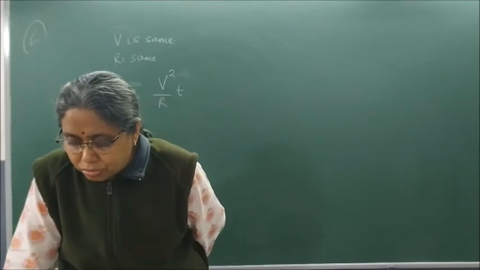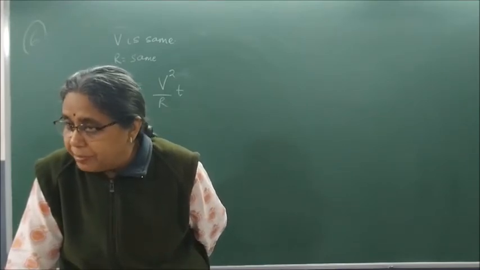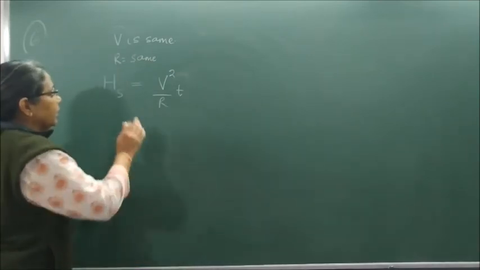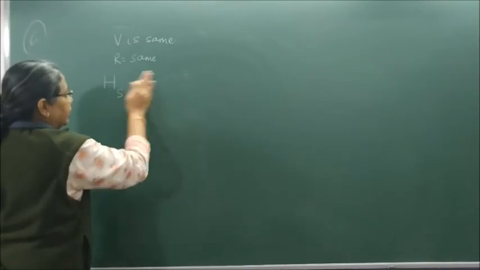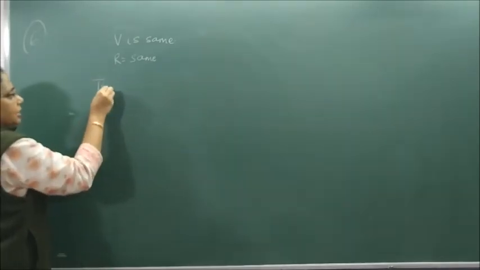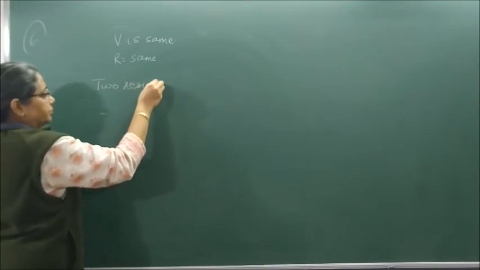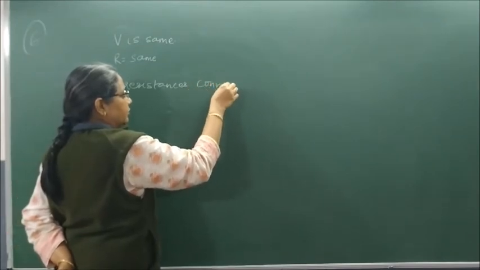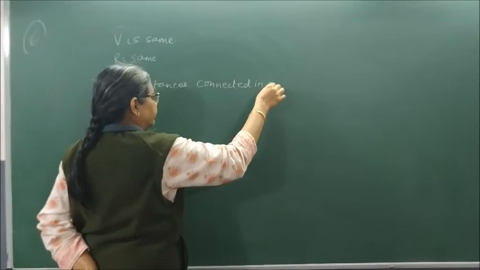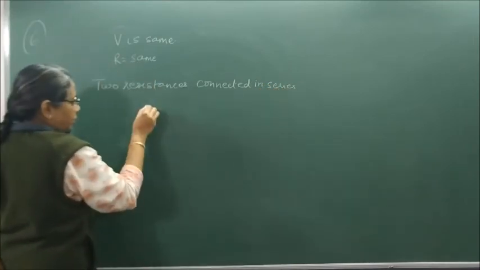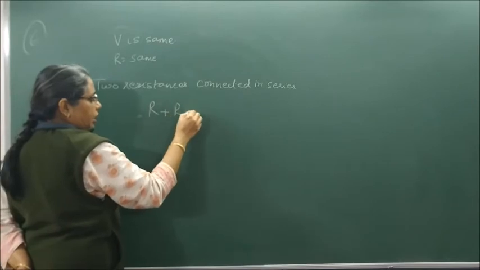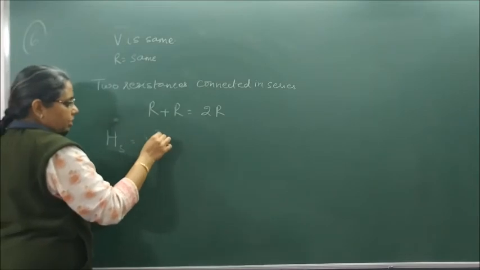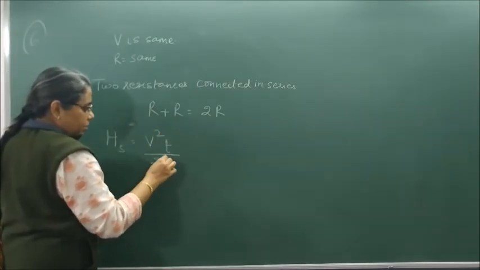Two conducting wires of the same material. So we have two resistances, isn't it? So in series, what is the resistance? Two resistances connected in series, so you say R plus R. It becomes 2R. So heat produced in series is V square T by 2R.